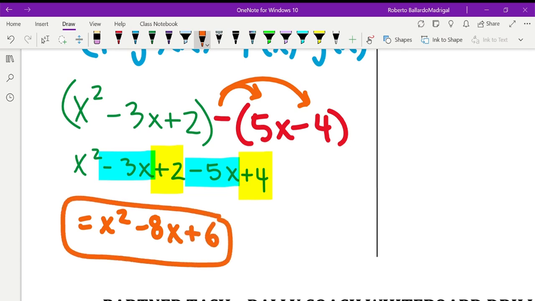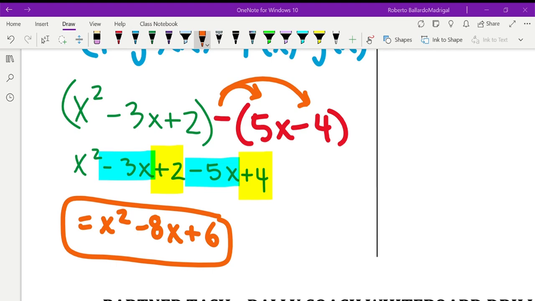All right, any questions so far on this example, part A?